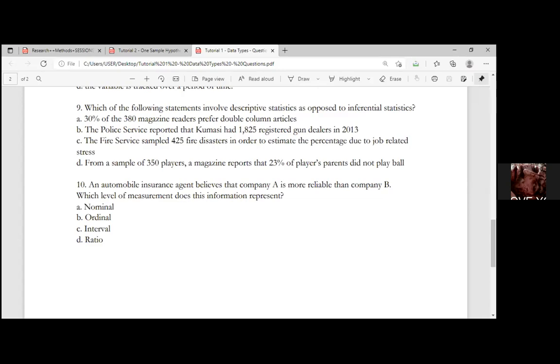Yes, who can tell me? Who can try? B. The police reported that Kumasi had 1825 registered gun dealers. Exactly. So here they are describing the data with the total. The others are inferential.